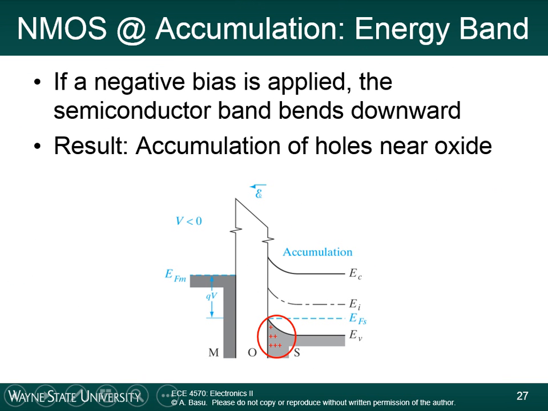This is a diagram from the book. Same idea here. You can see the accumulation of holes near the oxide layer. The difference in the Fermi levels, this is the Fermi level in the metal, this is the Fermi level in the semiconductor. The difference between them is given by qV, and V is the applied potential to the gate. So if a negative bias is applied, the semiconductor band bends downward. Well, it curls upwards, but this side of the diagram goes down.